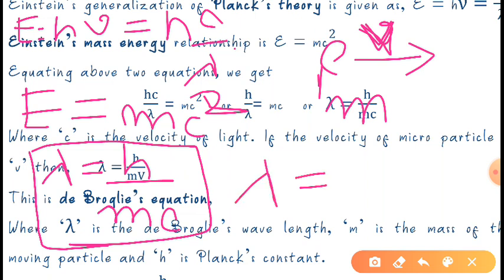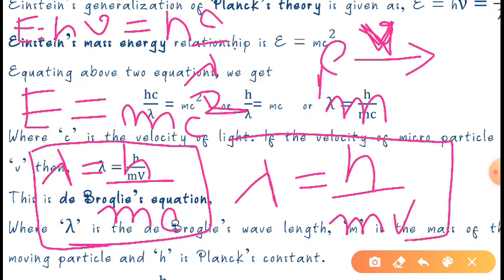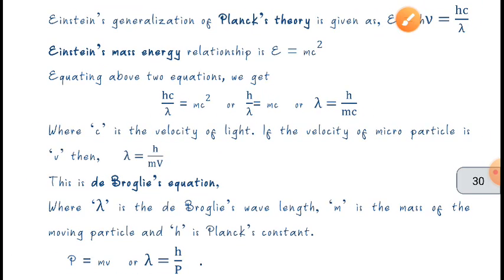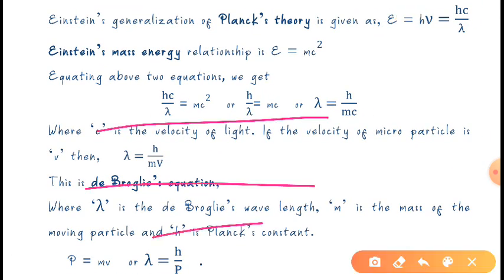Lambda is equal to h by mv, right? That is why they have written it here, and you can see this one. So I hope all of you have understood. This equation, lambda is equal to h by mv, is called the de Broglie equation. You can match it from here, everything is written here.